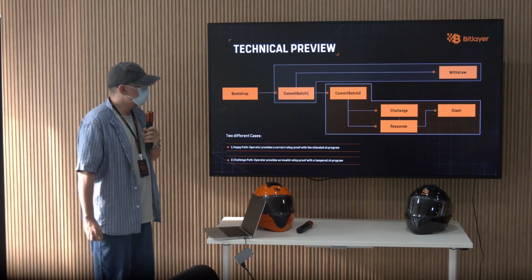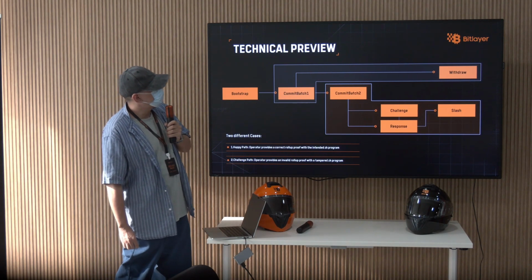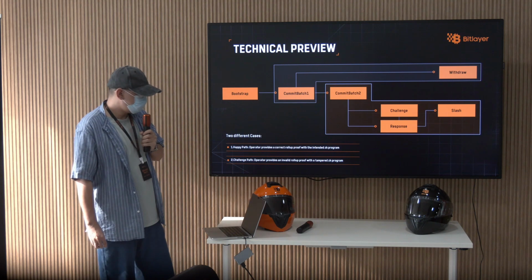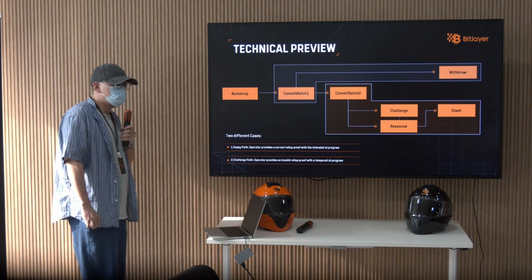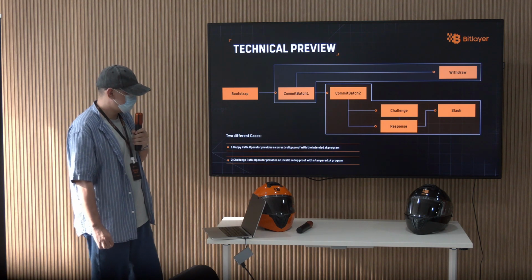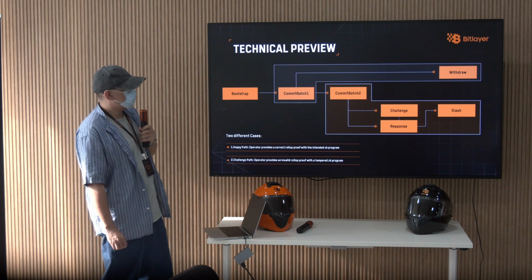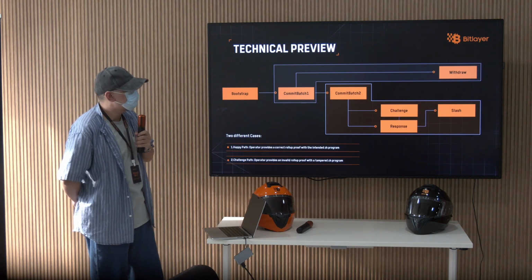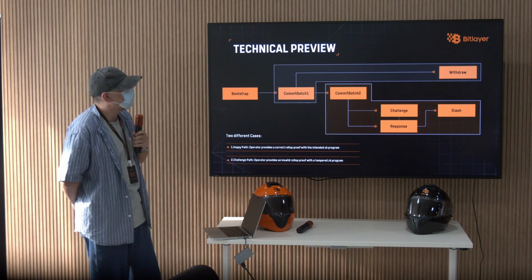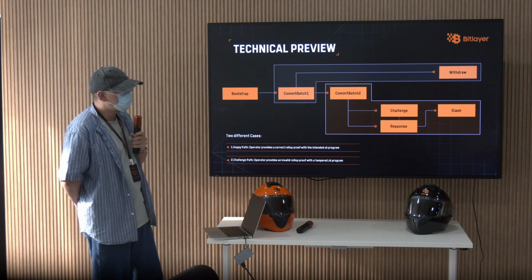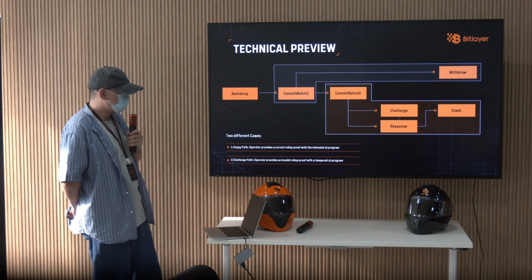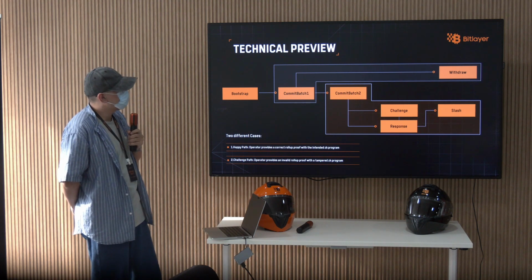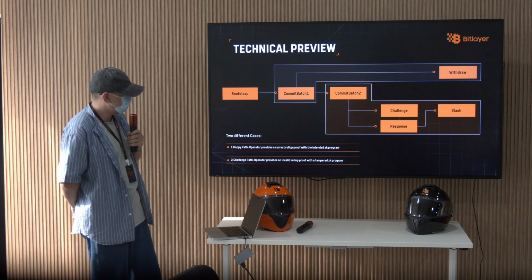Okay, let's talk about our technical preview. We are currently in early stage development, but our code is fully functional now, featuring a complete end-to-end rollup protocol. In today's technical preview, we will emulate two different cases.